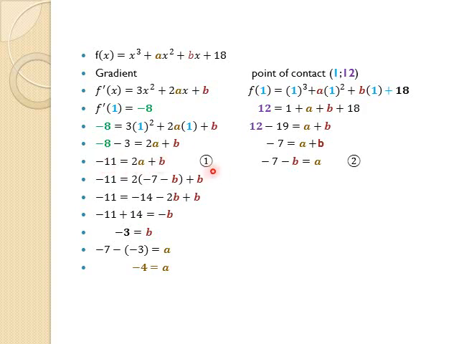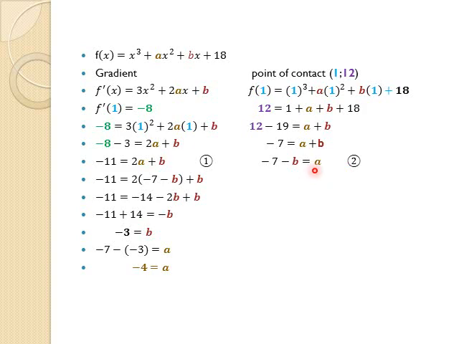That's my equation 1. For the point of contact, remember, we always go back into the original equation. So this simply says when the x value is 1, the y value must be 12. So 1 cubed stays 1, 1 squared times a stays a, 1 times b becomes b, plus 18. 18 plus 1 would give me 19. If I take it across, 12 minus 19 gives me negative 7. I'm left with a plus b equals negative 7. If I take b across and make a the subject of the formula, a equals minus 7 minus b.